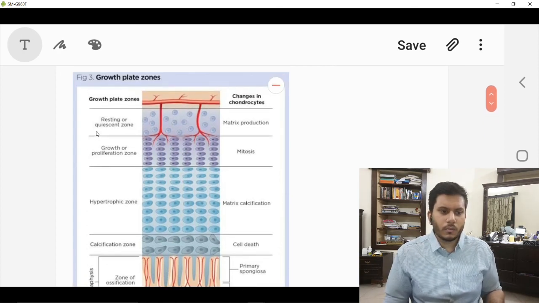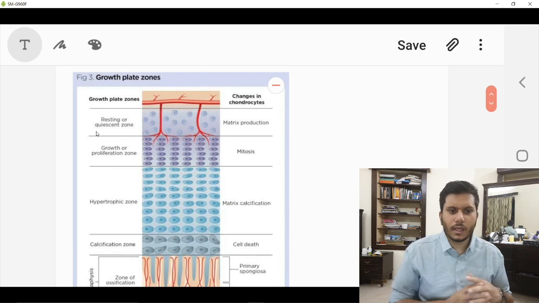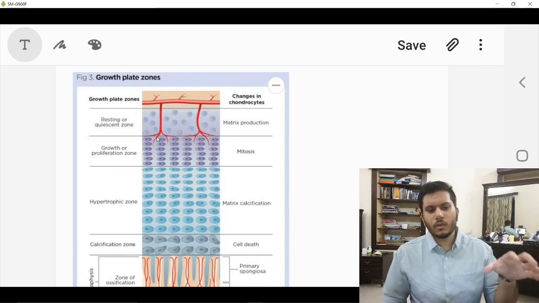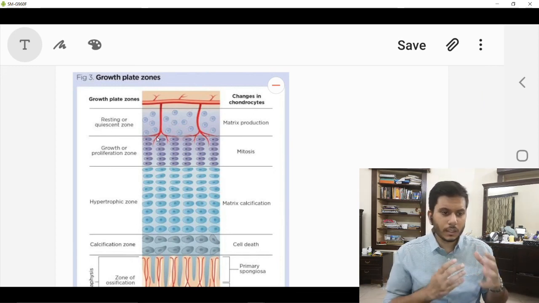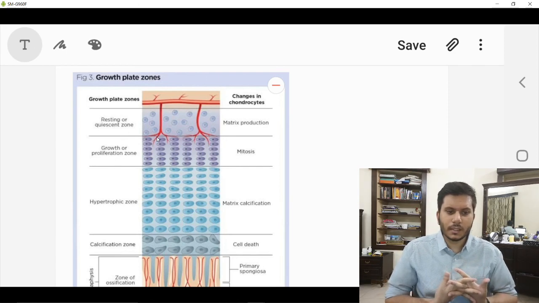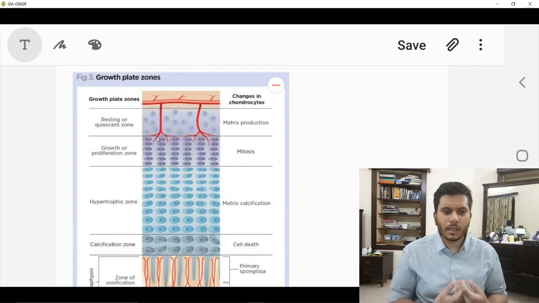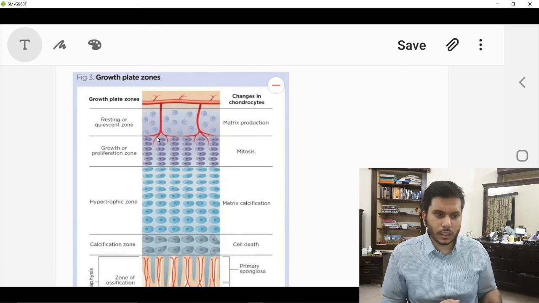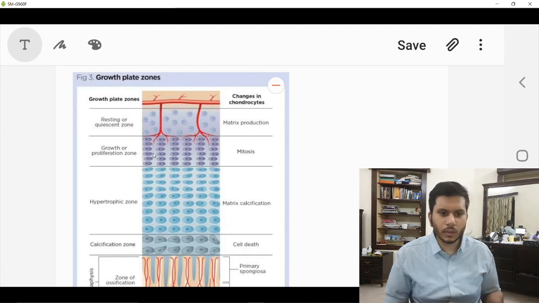So we can understand the growth of these long bones by this diagram over here. Basically what you can see is that the multiplying cells of the zone of mitosis are in the higher zones, that is closer to the epiphysis: the resting zone and the proliferative zone. These are the two zones which have active division of cells. Okay, and here is where your changes in chondrocytes and all will occur.